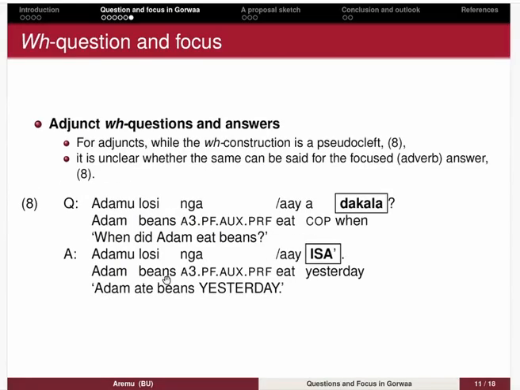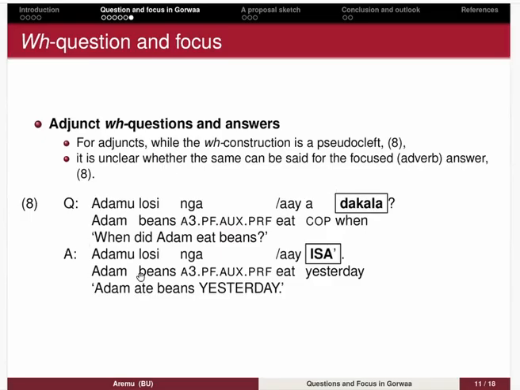And lastly, for the data, I also checked for adjunct WH questions and answers, right? And for adjunct WH questions, what we found again is the same pseudo-cleft construction for WH questions. So as in 8Q, so Adamu, Losinga, I, Dakala. So again, a copula, and then you have a relative clause, copula, and then you have the adverb when, right?